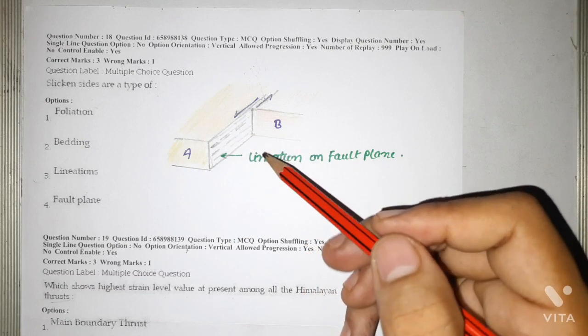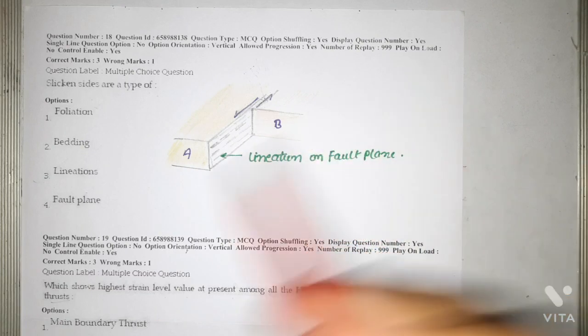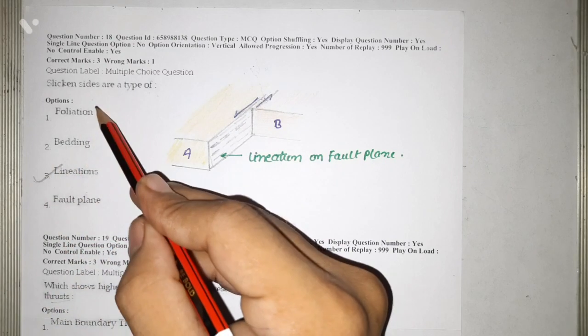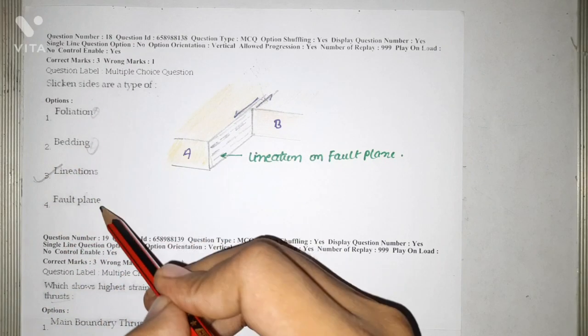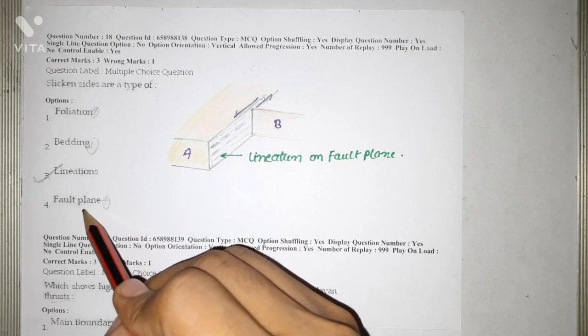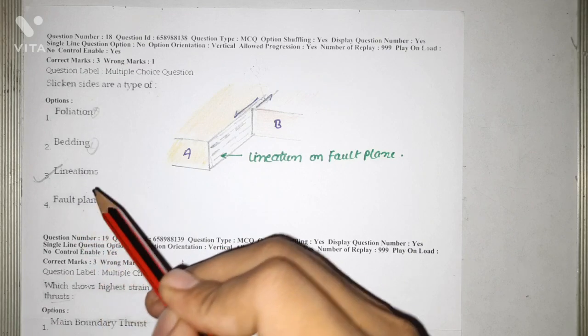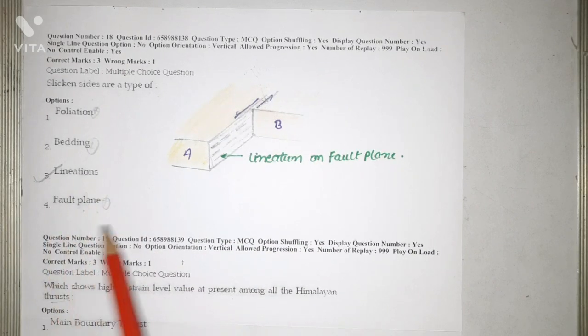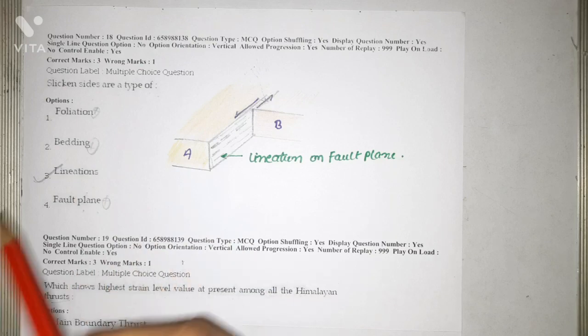So clearly Schlieren are a type of lineation. These are not a type of foliation, nor bedding, nor fault plane. Though these are associated with the fault plane, they are not a type of fault plane. These are features, or you can say lineations, formed on the fault plane. So the correct answer of this question is lineations.